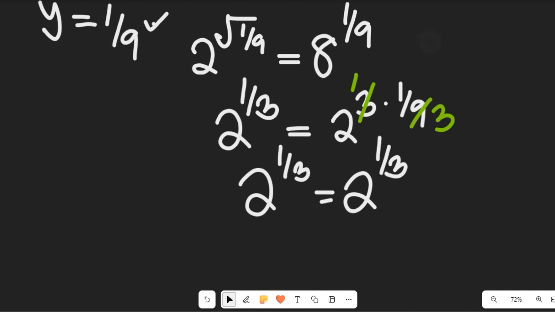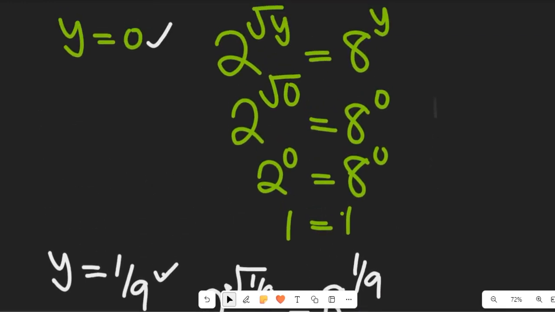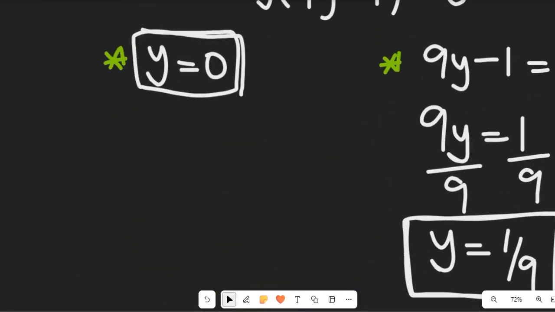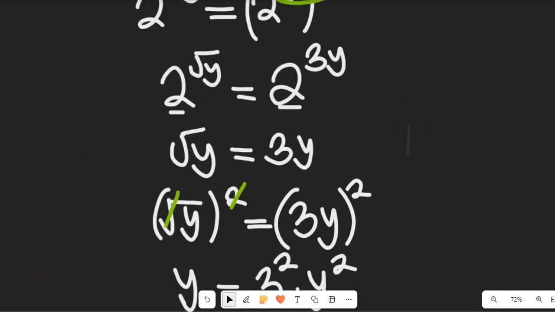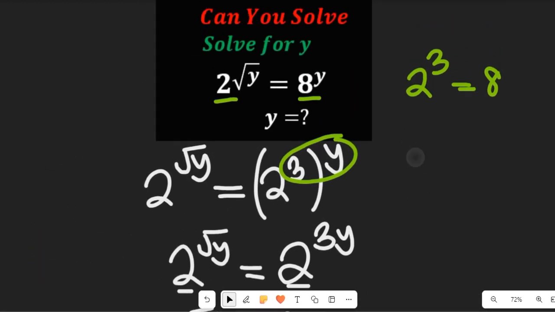So you see, these two values of y are solutions to that exponential equation that is given to us up there. I know you did enjoy watching this math solution.